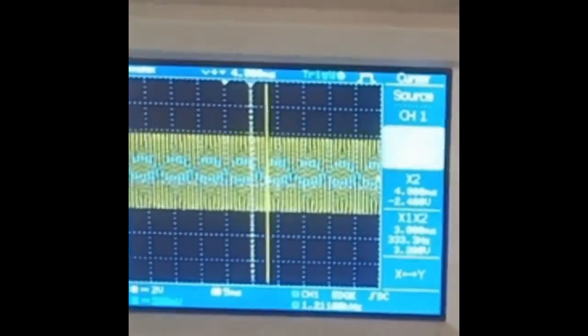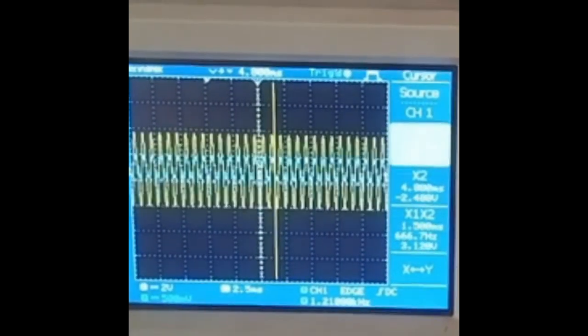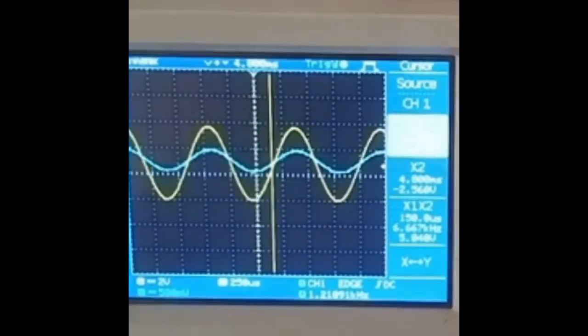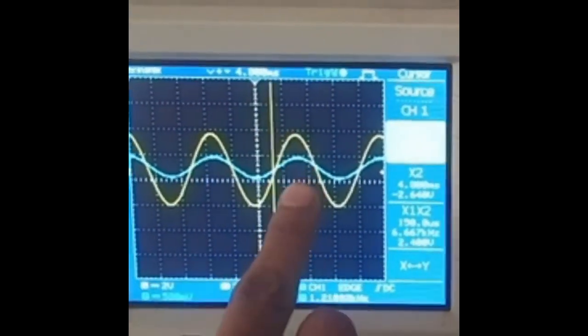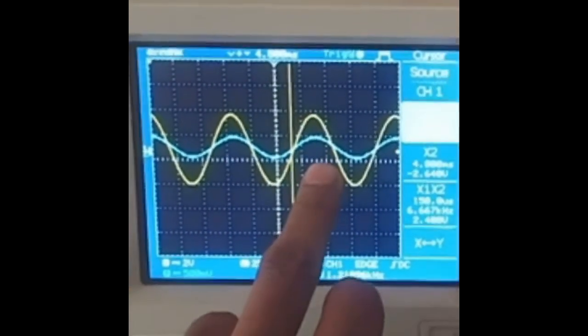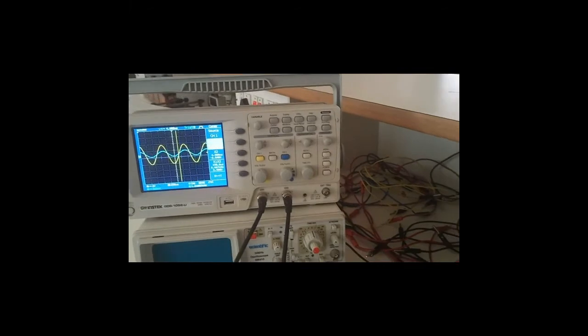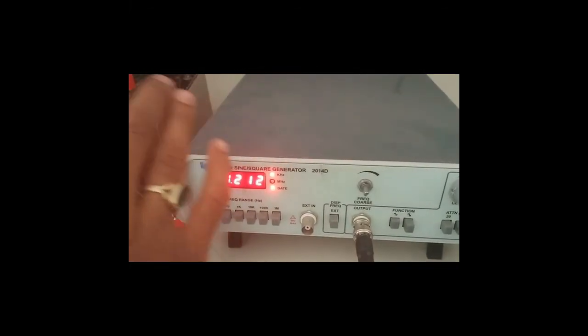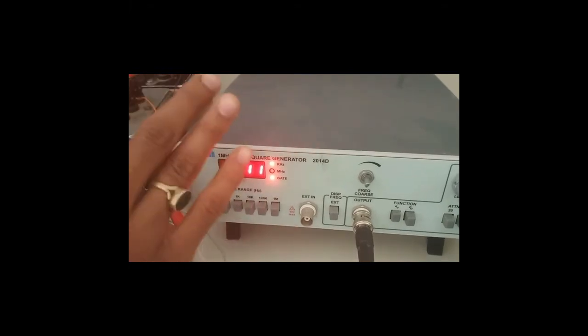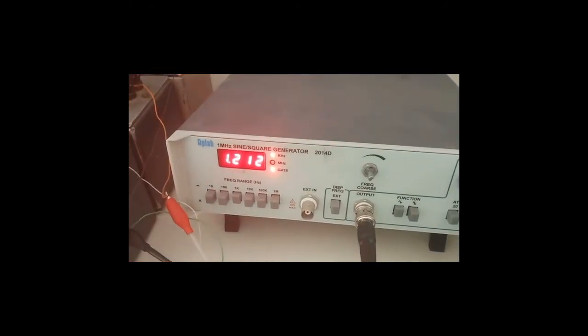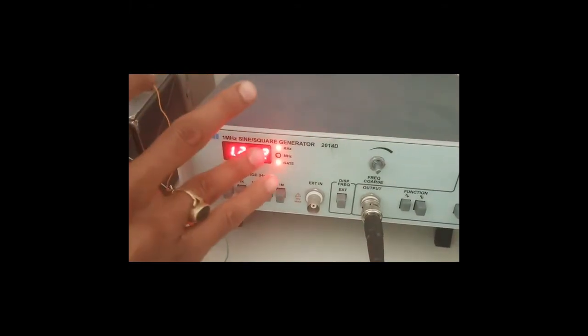Again we set the time scale, and this is how your input voltage and output voltage magnitudes vary, so your gain also varies. We are taking the readings in the same manner as we did for the frequency response of a second order system. In the same way, we are going to take the readings for your input voltage and output voltage with respect to the frequency.